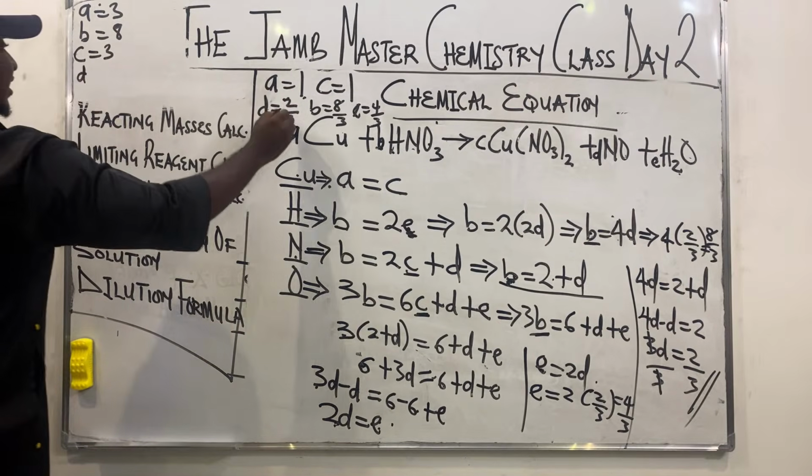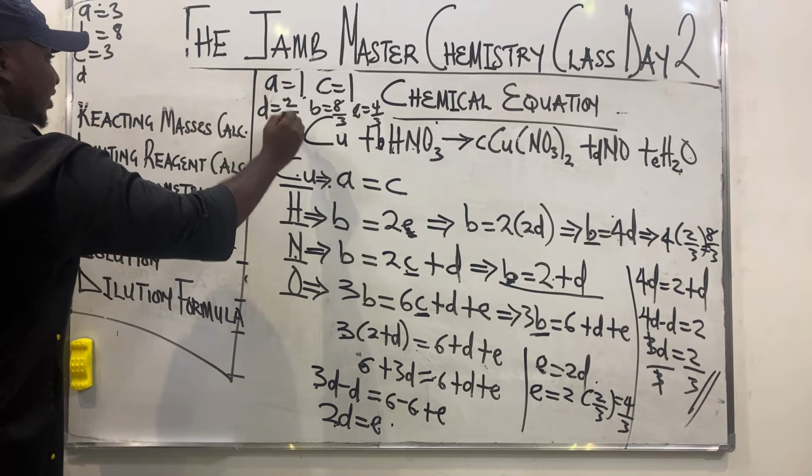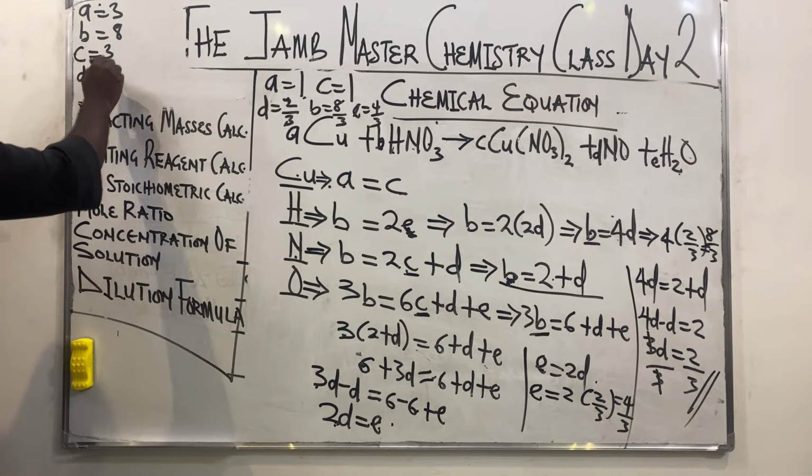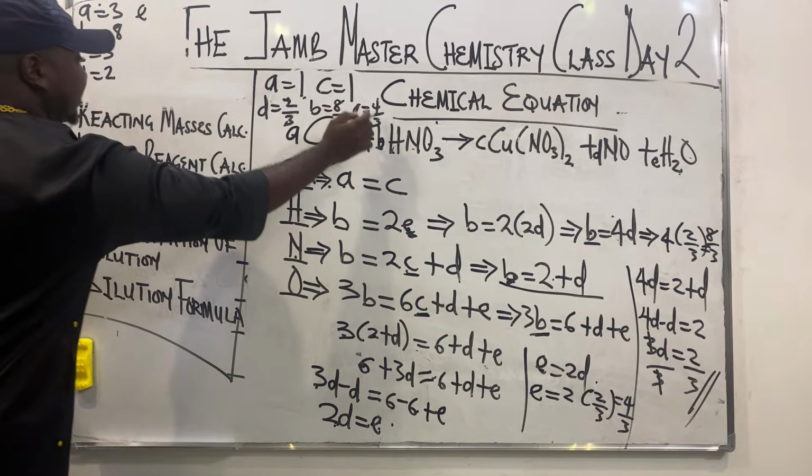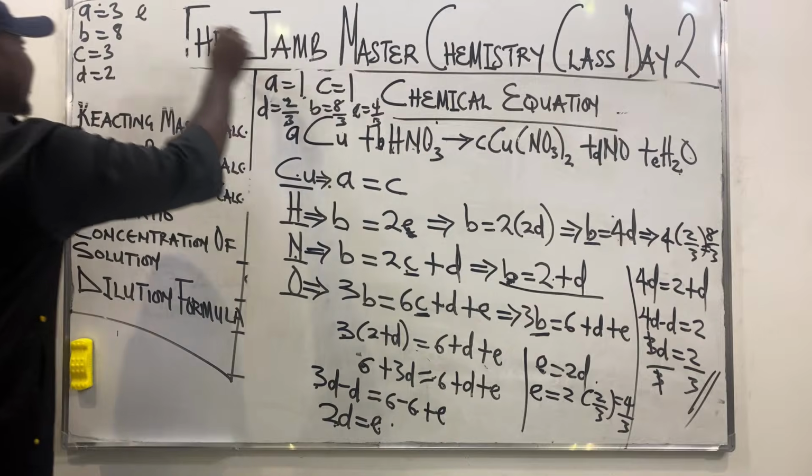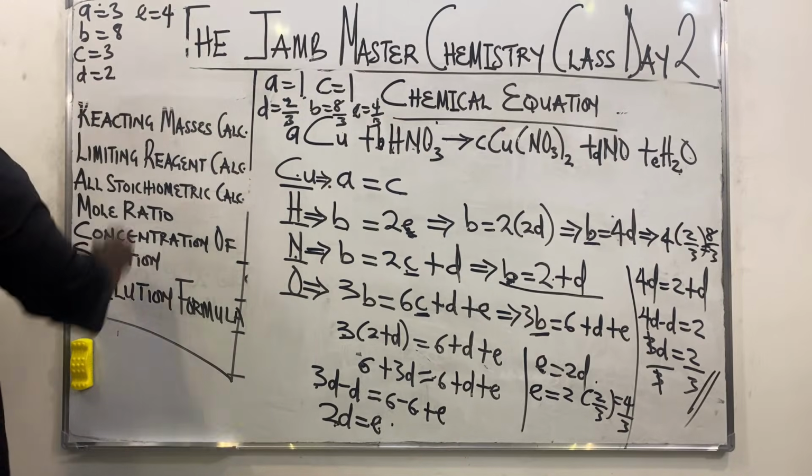D is 2 over 3. 2 over 3 times 3. 3 cancels 3, leaving 2. D is 2. And E is 4 over 3. 4 over 3 times 3. 3 cancels 3, leaving 4.